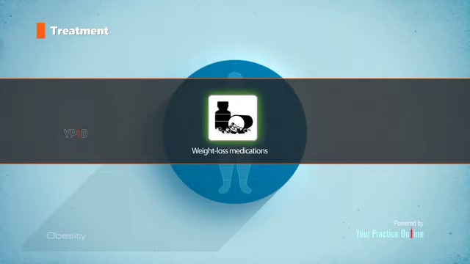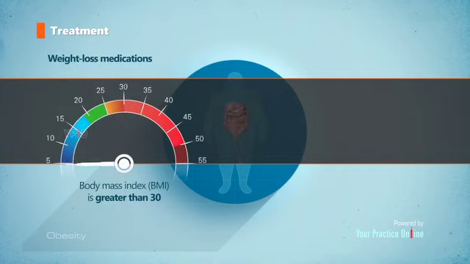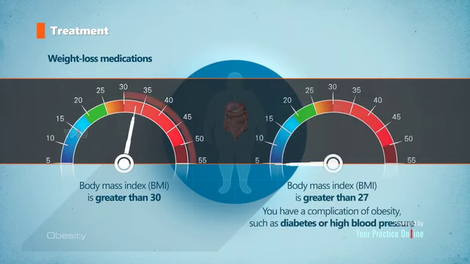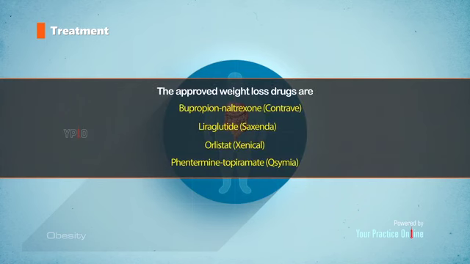Weight loss medications. Your doctor may consider a weight loss drug in combination with lifestyle modification if you meet one of the following. Your body mass index, BMI, is greater than 30. Your BMI is greater than 27 and you have a complication of obesity, such as diabetes or high blood pressure. The approved weight loss drugs are bupropion naltrexone, Contrave, liraglutide, Saxenda, orlistat, Xenical, phentermine topiramate, Qsymia.